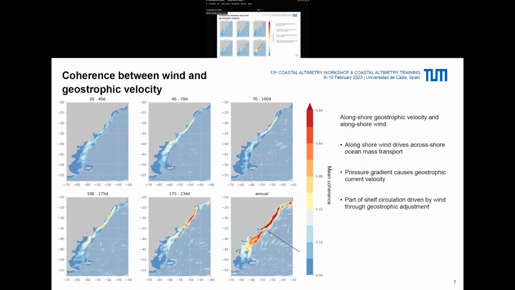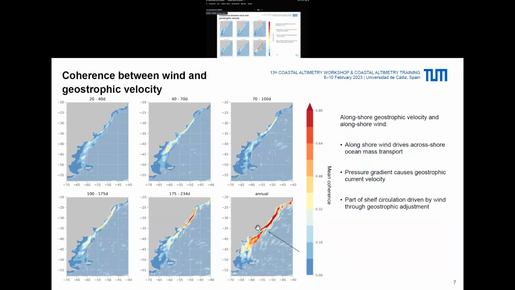And why are we comparing the alongshore component with the alongshore component? That has the following reason. The alongshore wind drives, after the wind circulation theorem, a cross-shore ocean mass transport. And this results in a pressure gradient and causes geostrophic velocities or enhances geostrophic velocities. And we see that in parts of the shelf, we have circulation driven by the wind through geostrophic adjustment. And it's again very prominent at the Brazilian coast.